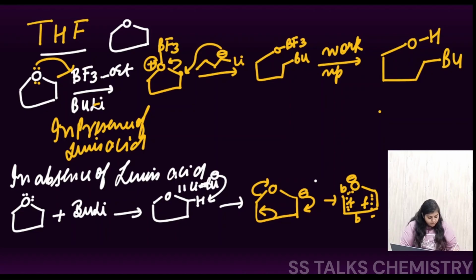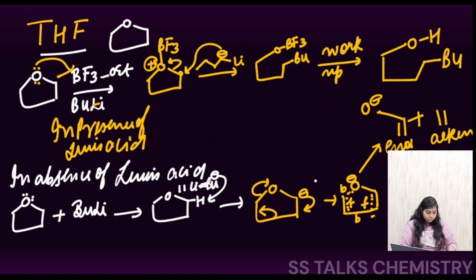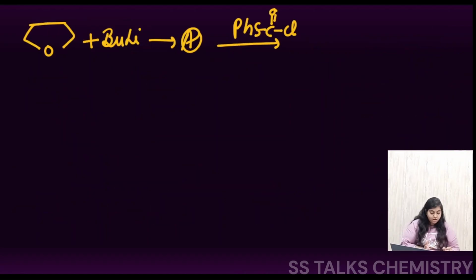So finally the products we are getting here are the O negative with the double bond and the alkene species being formed. That is, my enol is formed, and along with that my alkene group is being formed. So in the absence of the Lewis acid, we are going to get the enol and the alkene, and in the presence of the Lewis acid, we are going to get this type of product. This is the thing that you have to remember, or you can have a look over this.